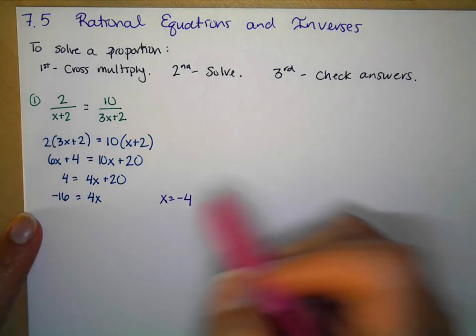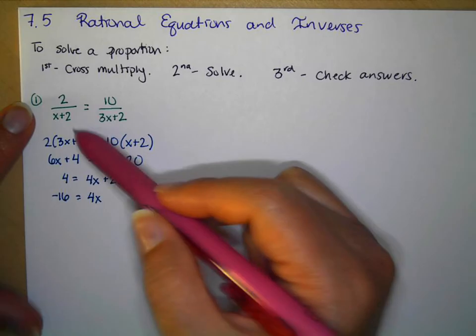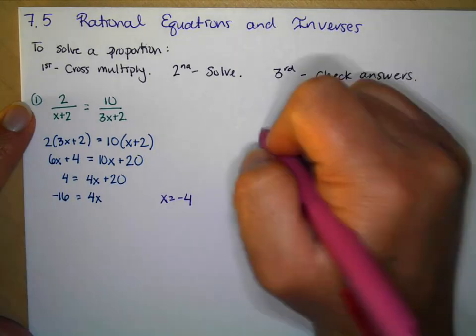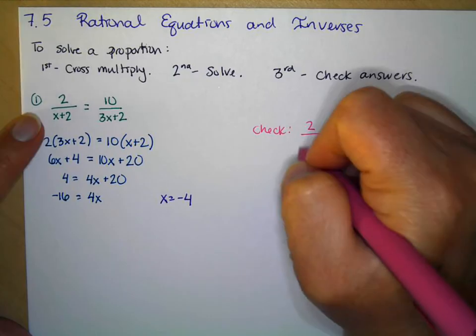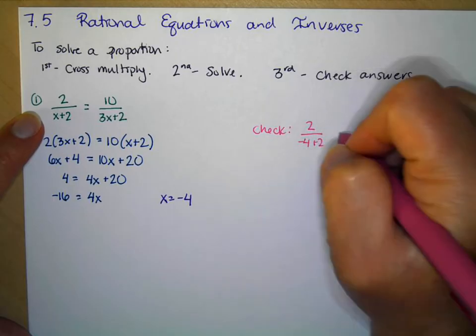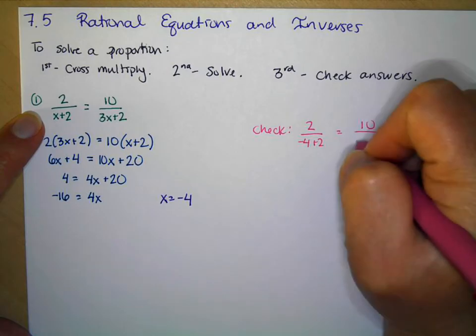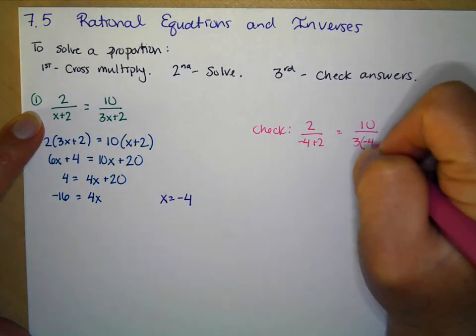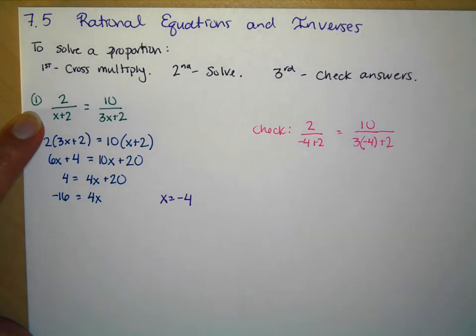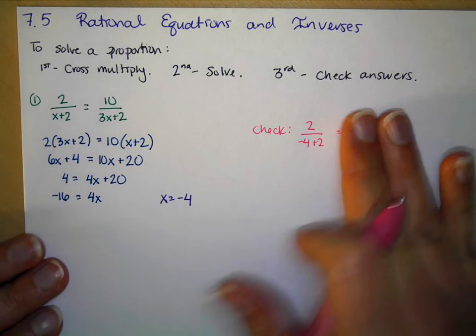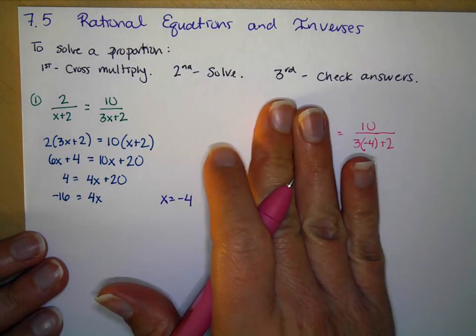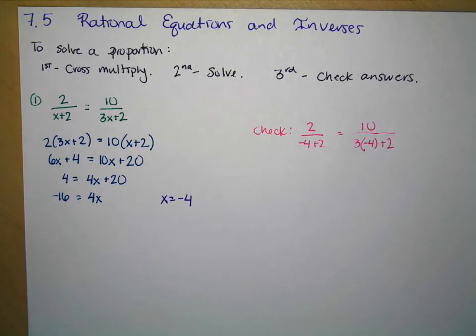And to do that, we substitute this value of x in place of every x in our original equation. So when I do that, we'll have 2 over negative 4 plus 2 is equal to 10 over 3 times negative 4 plus 2. If you have a calculator, you could put in the left side into your calculator, see what you get. Put in the right side into the calculator, see what you get. And as long as they give you the same thing, you know that this answer works. But if you don't have a calculator, you can figure this out using mental math.